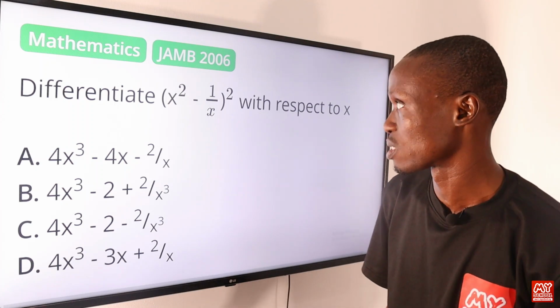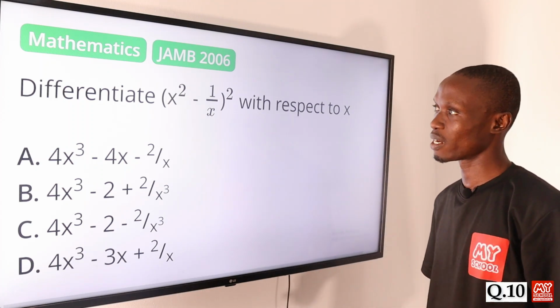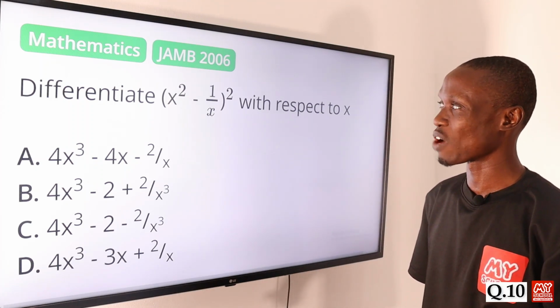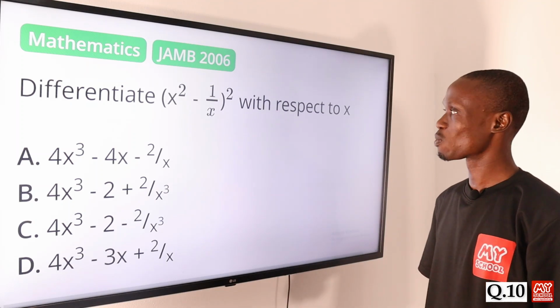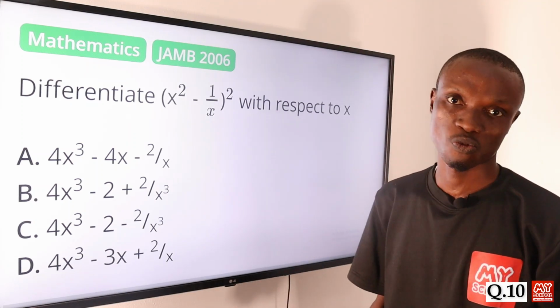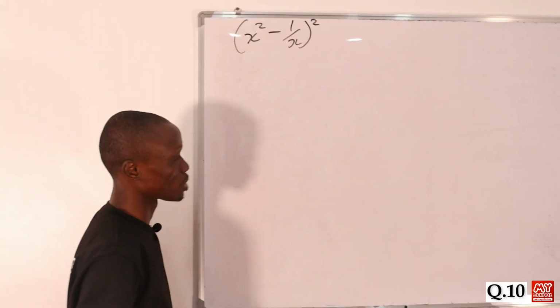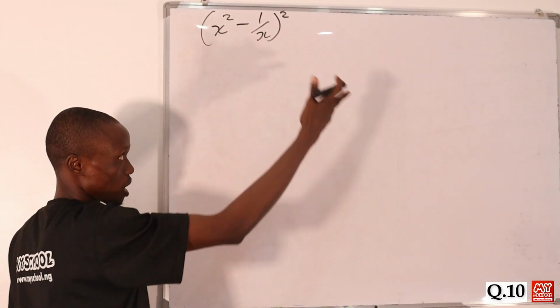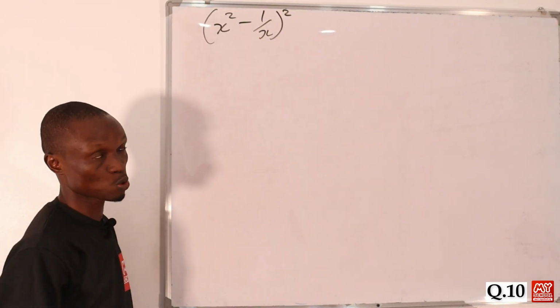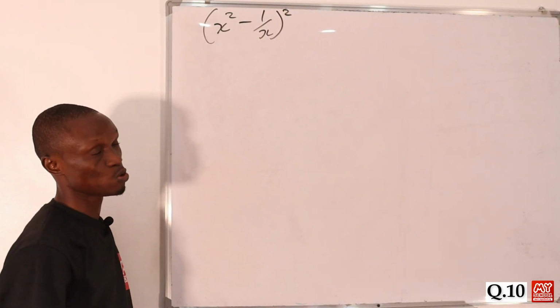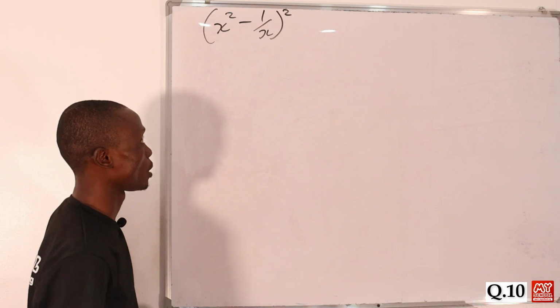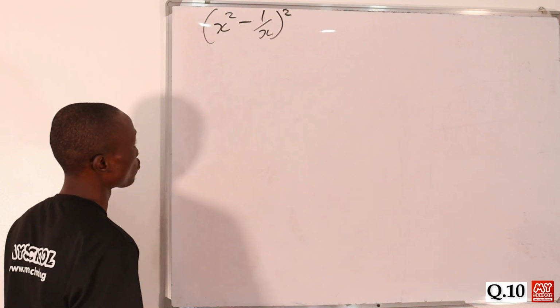Moving on to question 10. Differentiate in brackets x squared minus 1 over x squared with respect to x. So let's move over to the board to provide answer to this. So there are two ways in which we can do this. We can decide to expand this out, because it is just raised to power 2, or we can decide to use chain rule, okay? So we are going to use chain rule for this question.